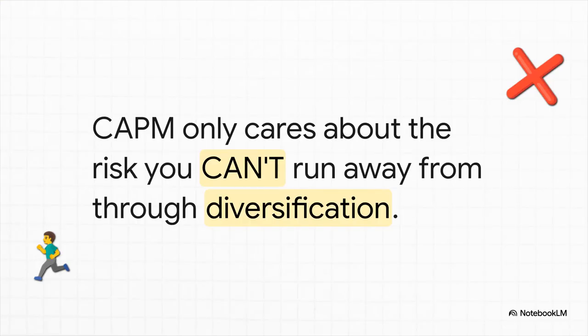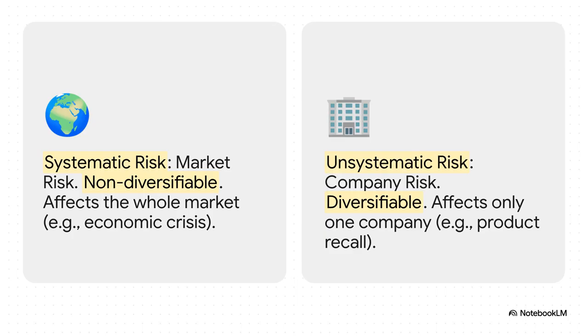Okay, here's the deal. The entire world of finance just assumes you're a smart investor, right? And what does a smart investor do? They diversify. You don't put all your eggs in one basket. So, because you can protect yourself from one specific company failing, CAPM basically says, hey, that's on you. We're not going to reward you for taking on risk you could have easily gotten rid of. The market will only compensate you for the risk you absolutely cannot run away from. And this slide lays it all out perfectly.